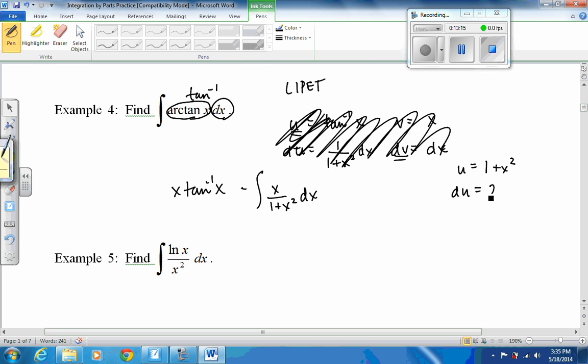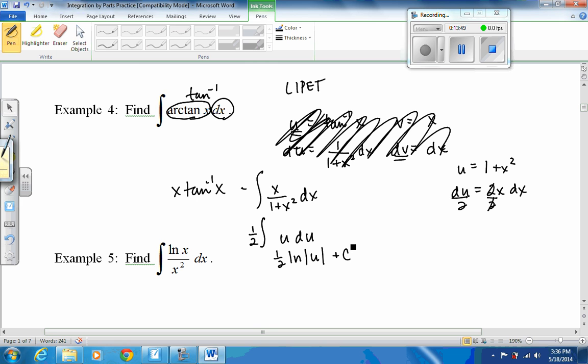Derivative of that would be a 2x dx. And so we're going to replace what we have in the integral here with, let's see, the bottom's going to be u. And that, well, that's not exactly, we need to divide both sides by 2. So the x dx is going to be replaced with 1/2 du. Antiderivative of that would equal 1/2 natural log of absolute value of u plus c.